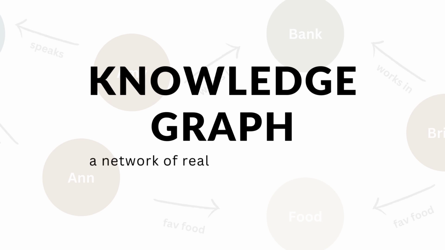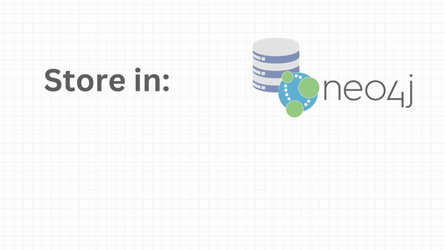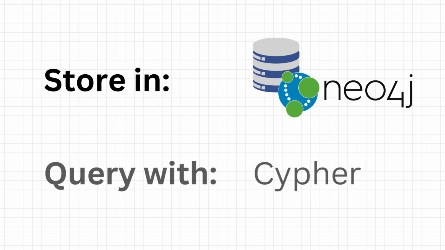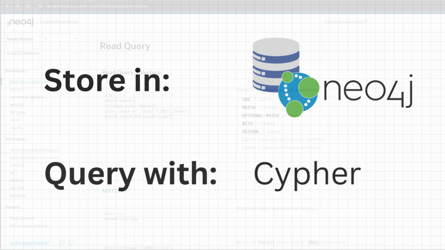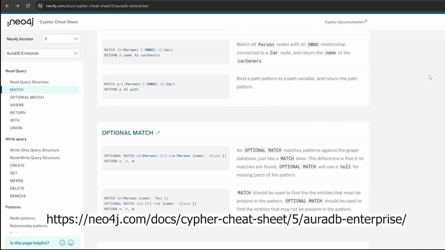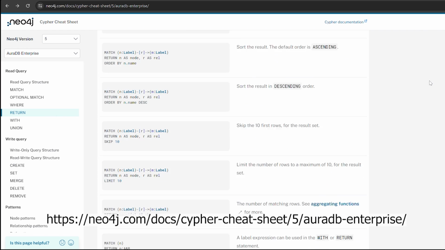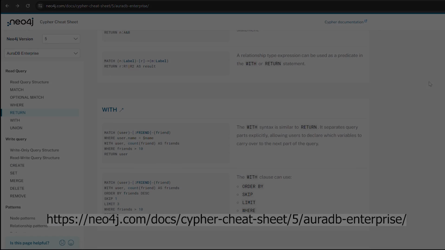So once again, a knowledge graph is a network of real-world entities that illustrates the relationships between them. Often, we store the knowledge graph in a graph database such as the Neo4j database and process it using the Cypher query language. Neo4j Cypher query language includes clauses like USE, MATCH, READ, RETURN, and more. You can delve into them further with this Neo4j cheat sheet.